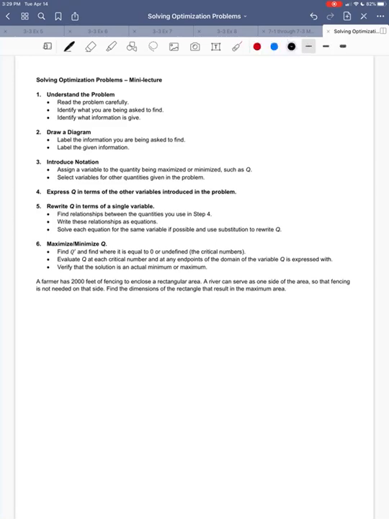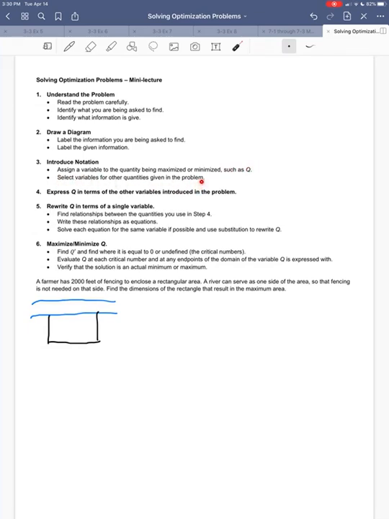So we know we have a river. We're not going to have to worry about fencing on that side. So here's maybe my river, relatively straight. And I'm going to make a rectangular pen along the side of that river. So we're going to need some notation. The variable quantity being minimized or maximized here, that could be Q. That's going to be the area for this. We're going to want to maximize the area, maximize Q.